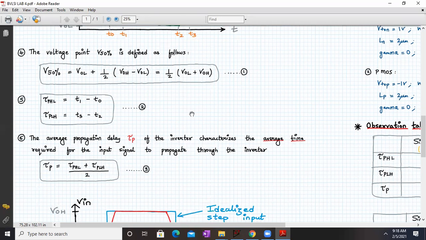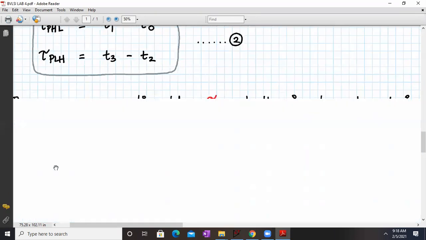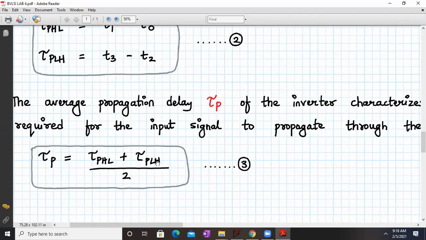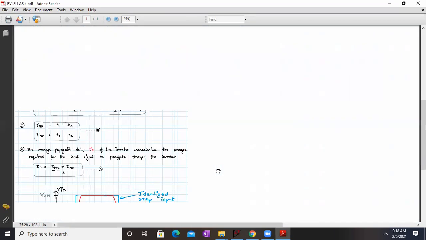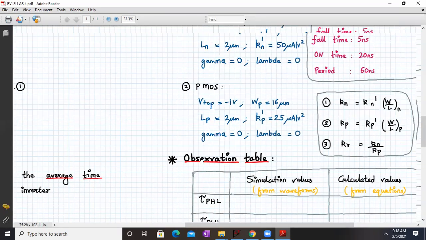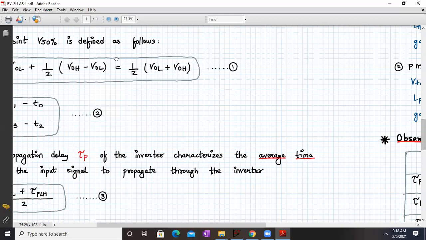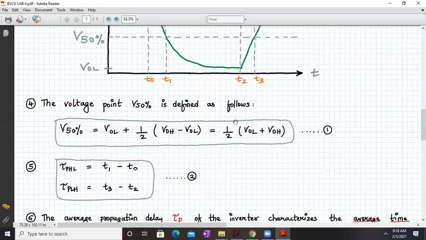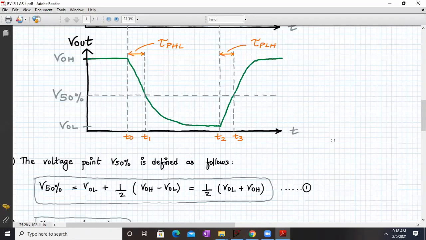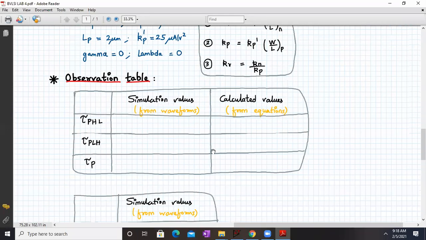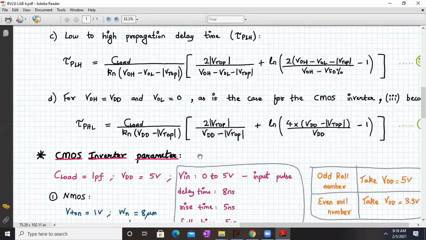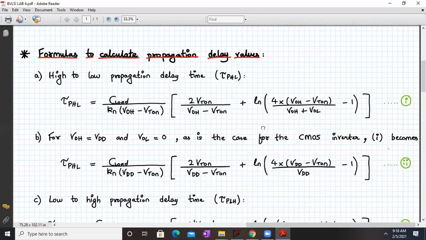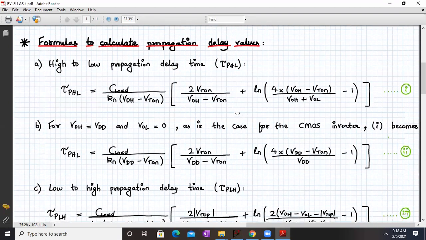So the average propagation delay of the inverter characterizes the average time required for the input to propagate through the inverter. The average propagation delay will be tau p LH plus tau p HL divided by 2. That is equation number 3. So we will calculate the propagation delays this way with the help of waveforms, but using the formulas also we have to do that.